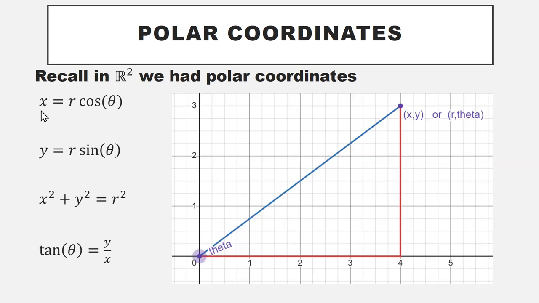Well, the x value is always going to be r times cosine theta. The y value is always going to be r times sine theta. If you're trying to find the r and you know x and y, then x squared plus y squared is equal to r squared because of the Pythagorean theorem and the right triangle. And then tangent of theta was y over x.